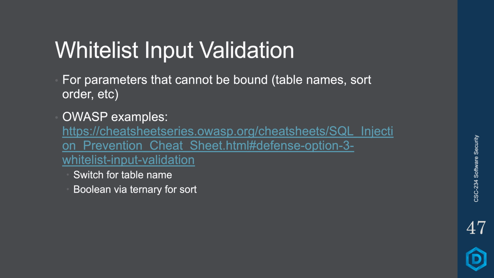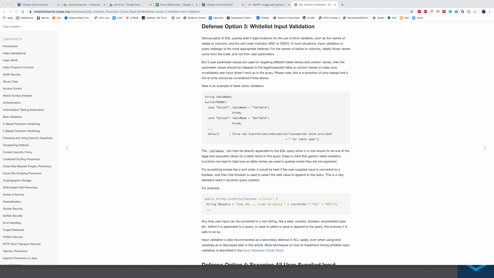Whitelist your input validation. So with this, we're looking at some specific parameters that can't necessarily be bound. So we might be looking at basically verifying some of the content that we're receiving from the user. If we visit that link, you'll see some examples here. So this is again on the OWASP website.